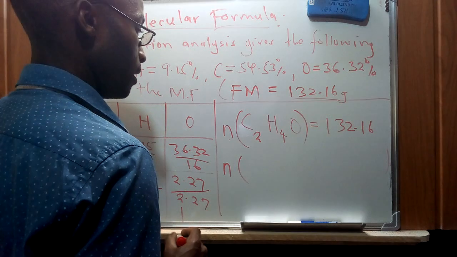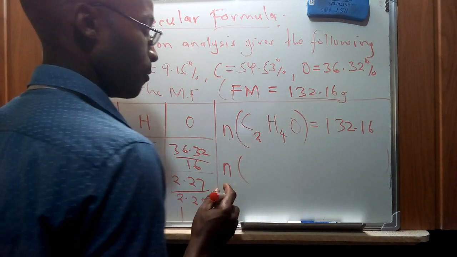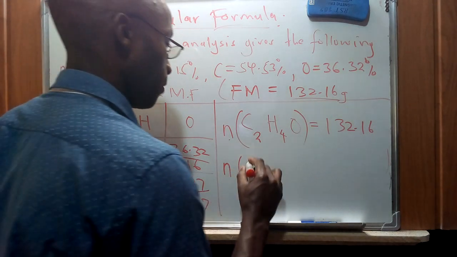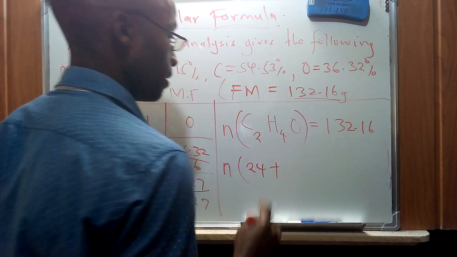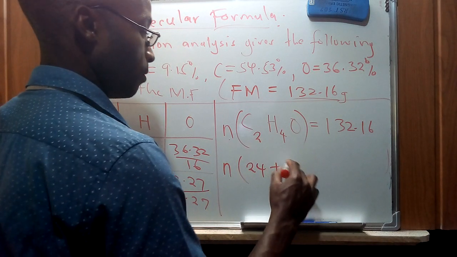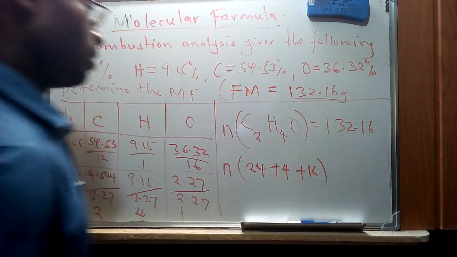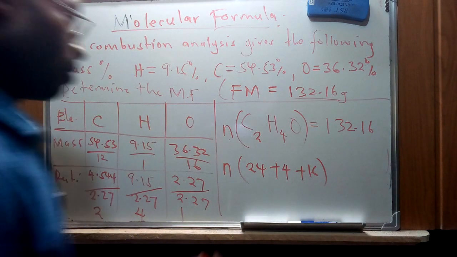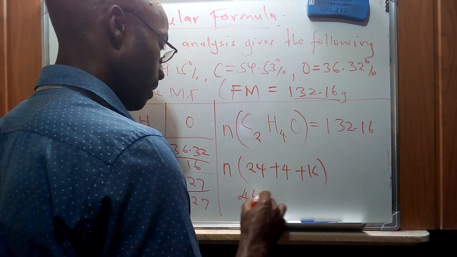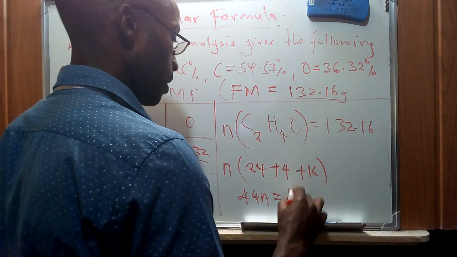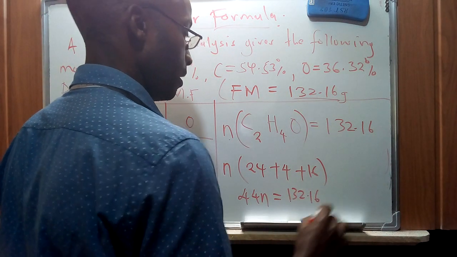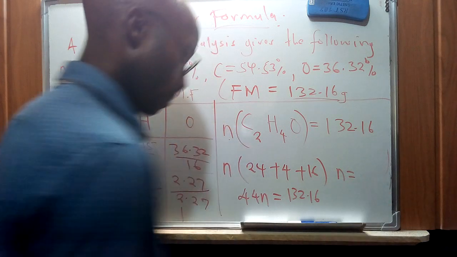So we shall have n times: for carbon, the relative atomic mass is 12, so we have 2 carbon atoms. Therefore, we have 24, plus hydrogen is 1 times 4, which is 4. Oxygen is 16. So this is going to give us 44. n times 44 equals 132.16. n is going to give us a value of 3.